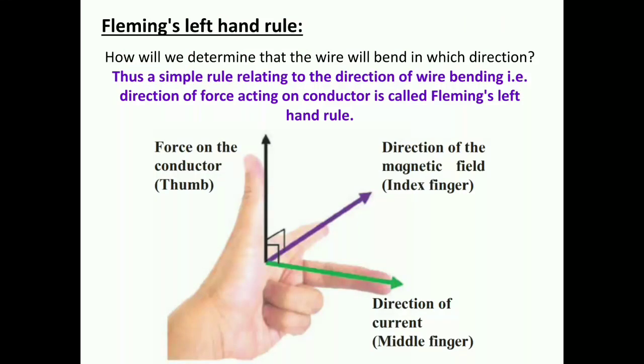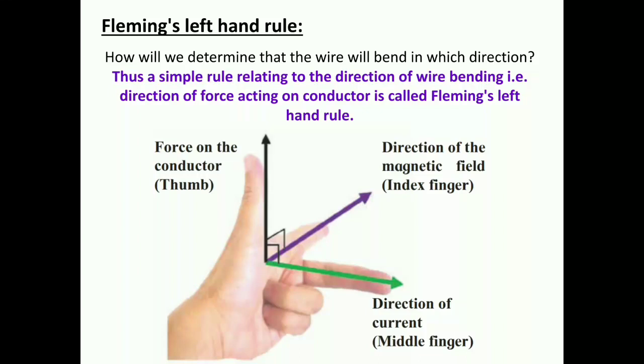So our next topic is Fleming's left hand rule. In this experiment, which we performed to see the force acting on a current carrying conductor in a magnetic field, how will we determine in which direction the wire will bend? Thus, a simple rule relating to the direction of the wire bending, that is, the direction of force acting on the conductor, is called Fleming's left hand rule.